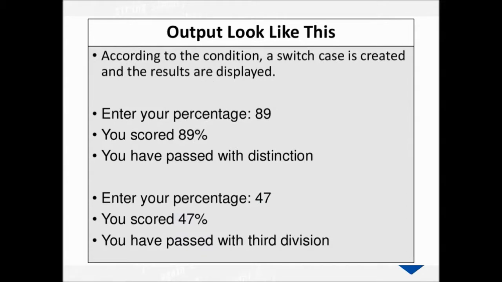So for this program, the output should look like this according to the condition. A switch case is created and the results are displayed. Enter your percentage, for example, we enter 89. Your score 89%. You have passed with distinction. Enter your percentage. If we enter 47, your score is 47. You have passed with third division.